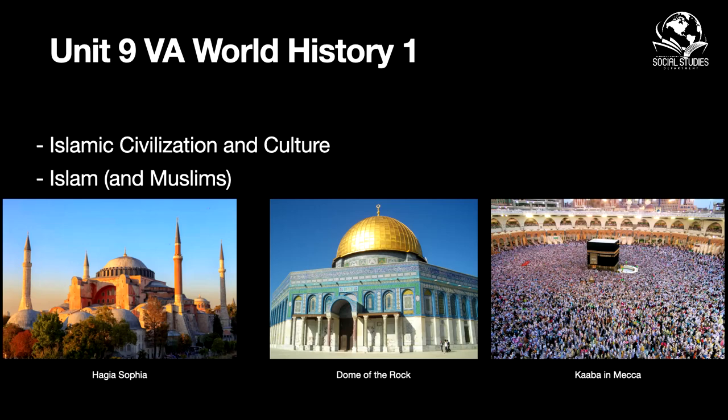Down at the bottom, you can see the Hagia Sophia. This is something that a lot of students get confused when they learn about the Dome of the Rock. So if you look between the two, the Dome of the Rock is smaller, but it also has a gold dome.